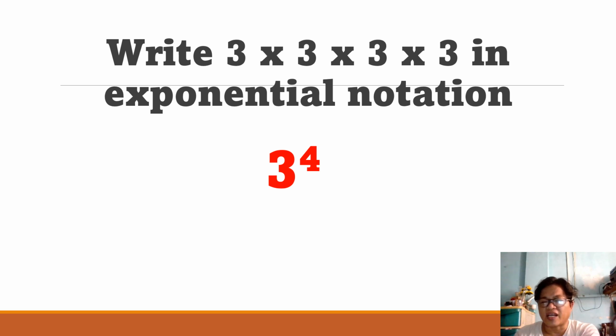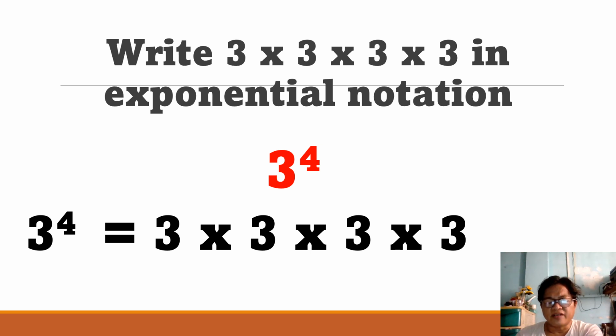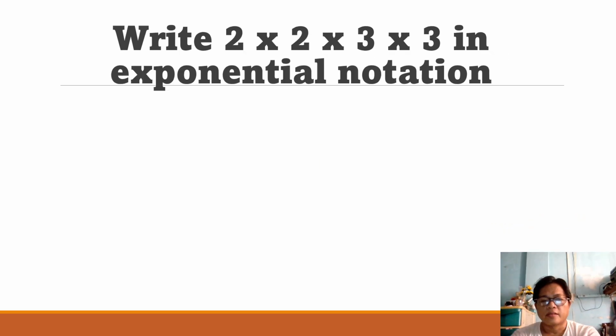Okay, then let's try to evaluate. We have here 3 to the 4th. An expanded form is 3 times 3 times 3 times 3. So, let's multiply. 3 times 3 is 9, times 3 is 27, times 3 is equal to 81. Very good. How about for this expression?